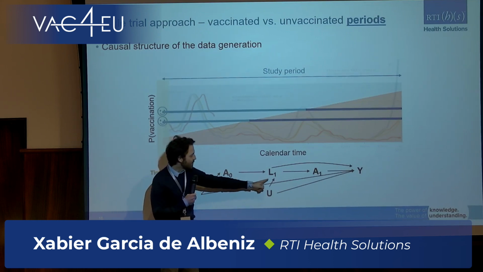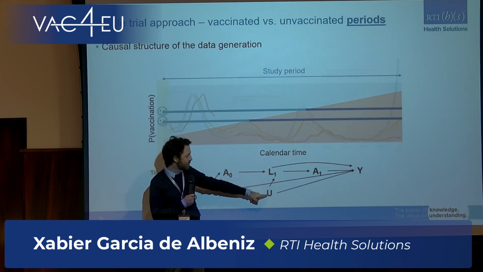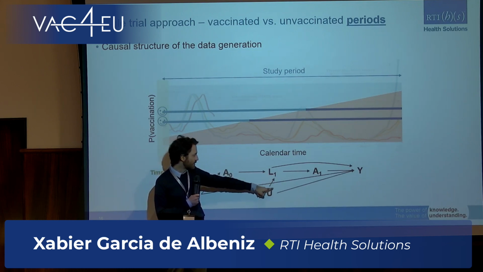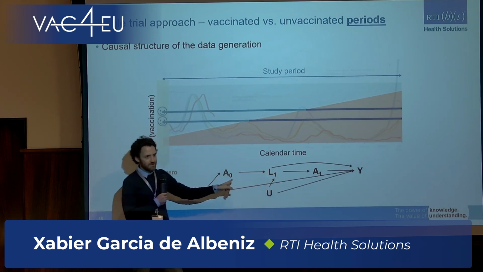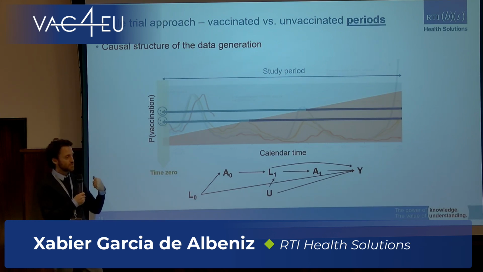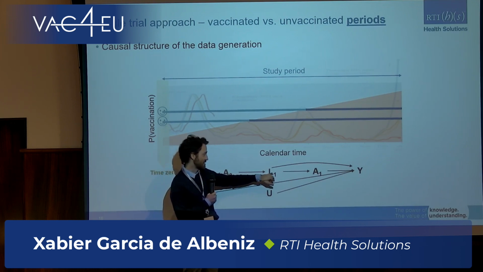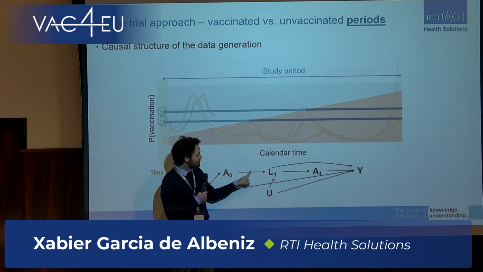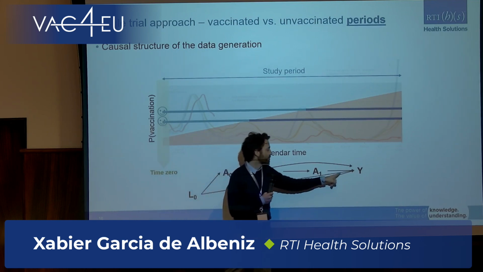The problem is L1 here, because L1 is a collider. Because it receives arrows from A0 and from U, a measured confounder of this confounder and Y. When you condition on a collider, you introduce bias. In the DAG introduction that we said before, we said we can have common causes, you need to adjust for common causes, or you can have common effects. When you have common effects, you get into trouble when you condition on common effects. If you are entering L1 in your model to adjust for it because it's a confounder of A1, you are opening this path because it's a collider of A0 and U, and you are introducing an association that shouldn't be there by doing that.